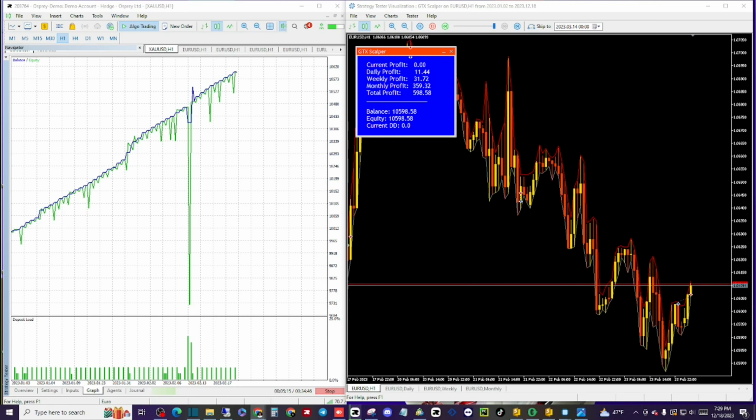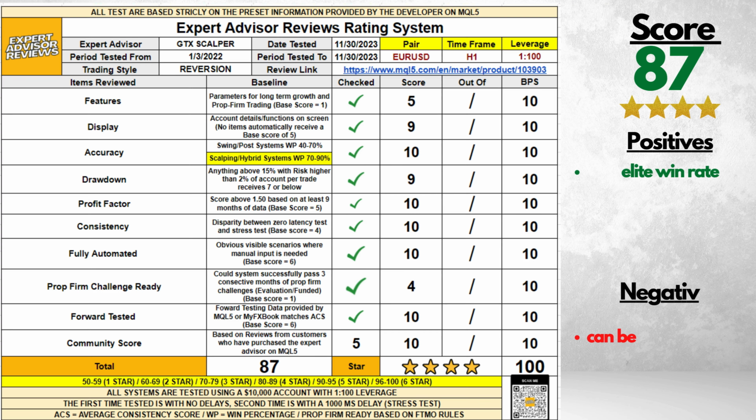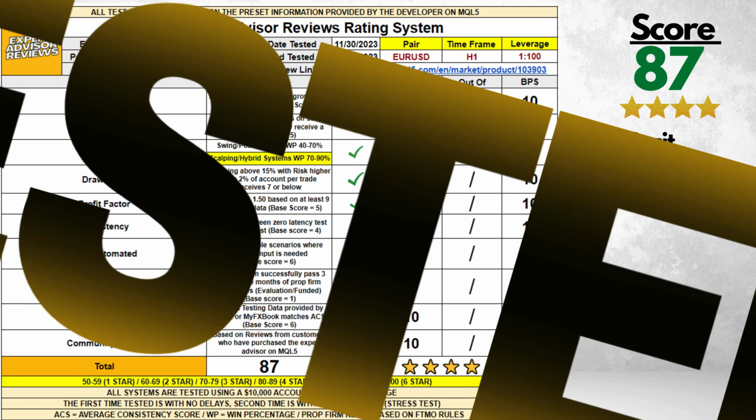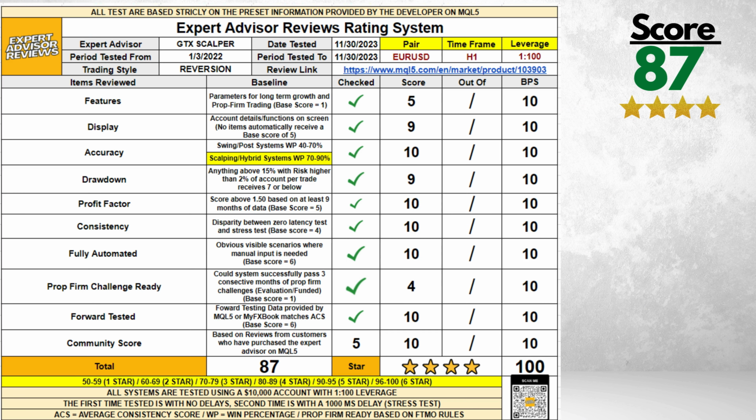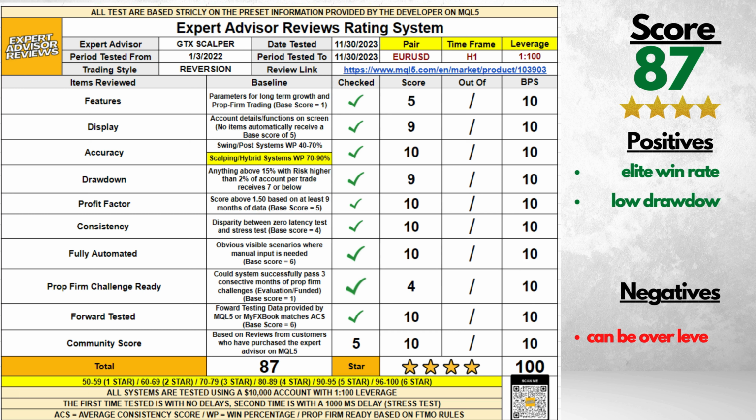After reviewing all of the data, the GTX Scalper scored an 87 because of its elite win rate, low drawdown, and it being a plug-and-play system, with the negatives being that it can be over-leveraged and is a relatively new project on the MQL5 market.